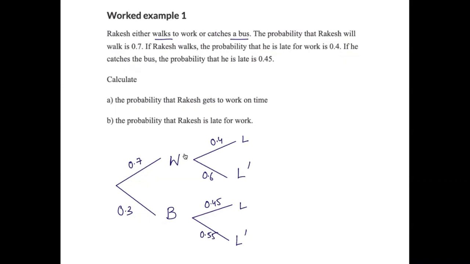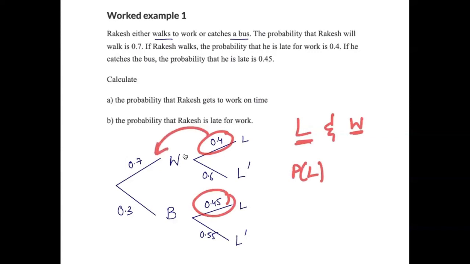Okay. Now, can I say that getting late and walking are dependent events? Because the probability of getting late is not the same. It is getting affected by whether you are walking or taking a bus. Do you see that?